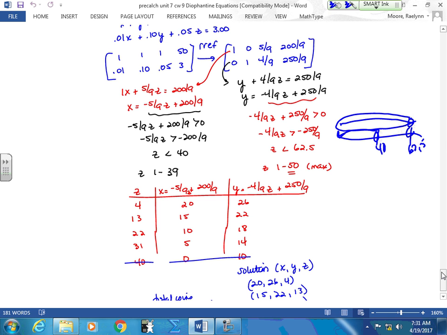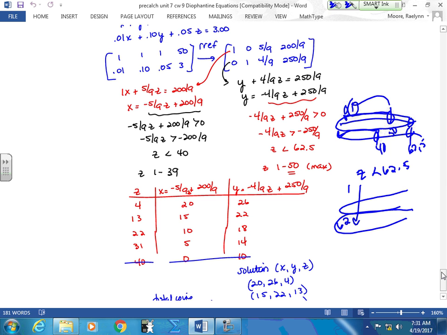So Z is a coin, right? It's a quarter in this case. You have to start at the 1 to 50. Well, if you said Z was less than 62.5, you'd go all the way up from 1 to 62, and you could possibly have solutions all in here, right?